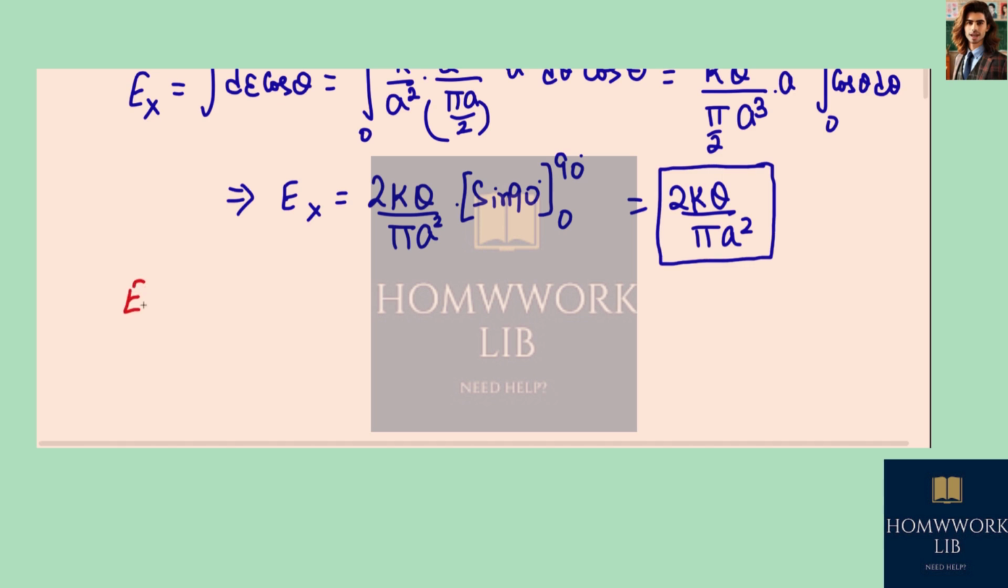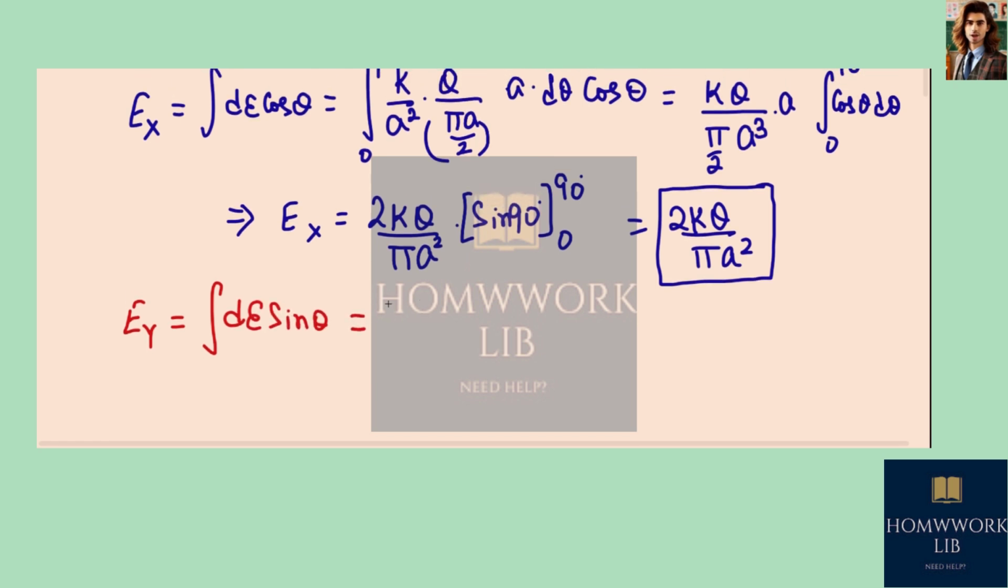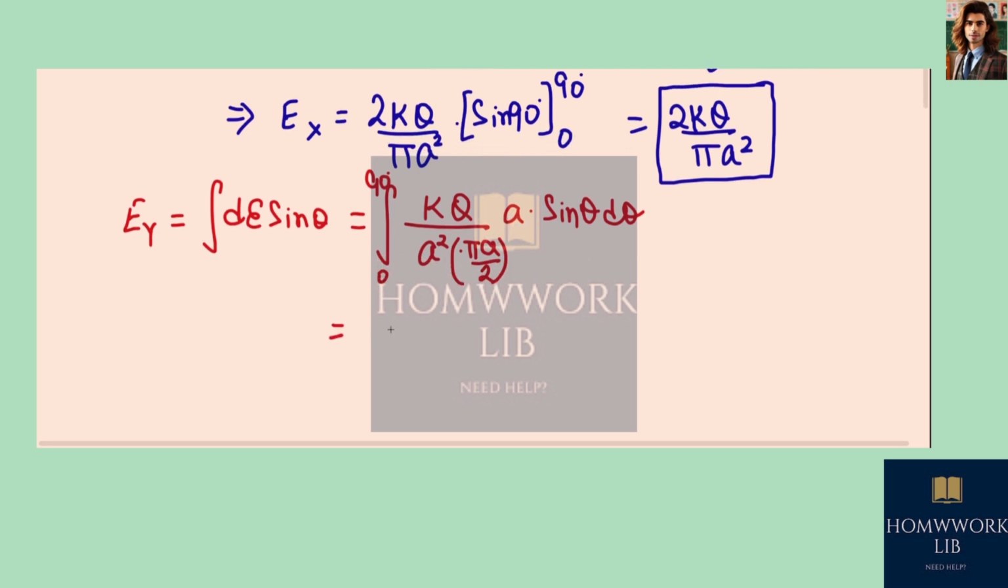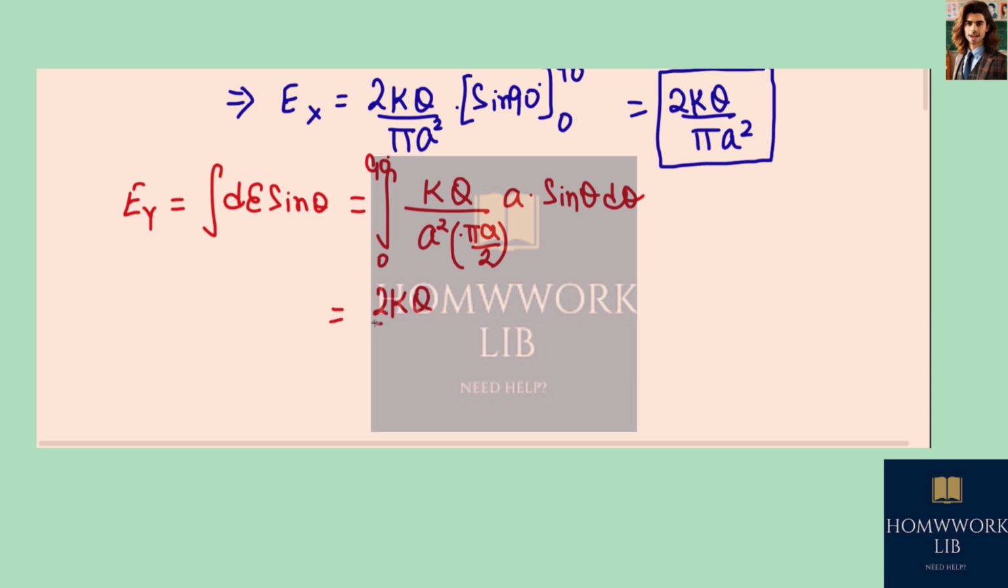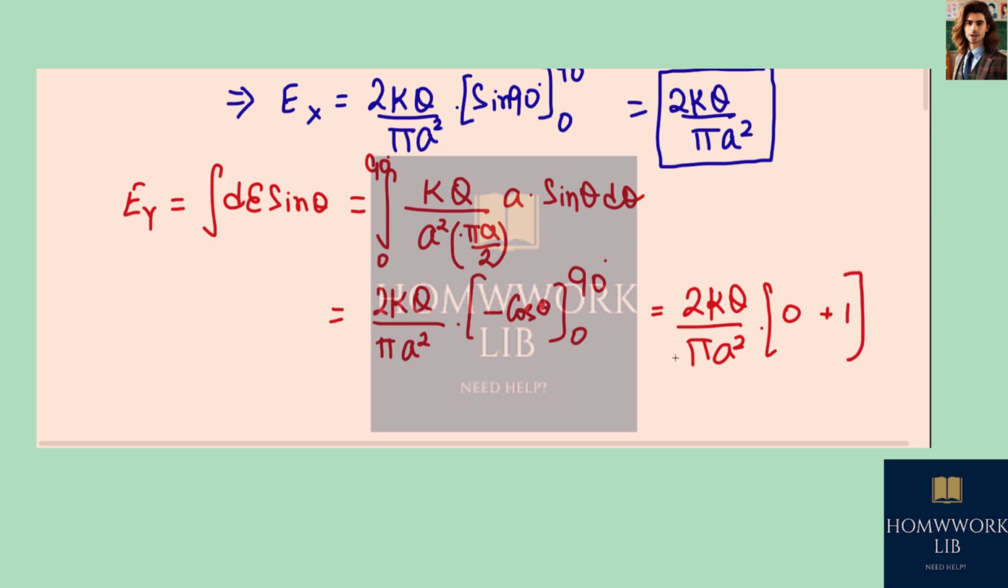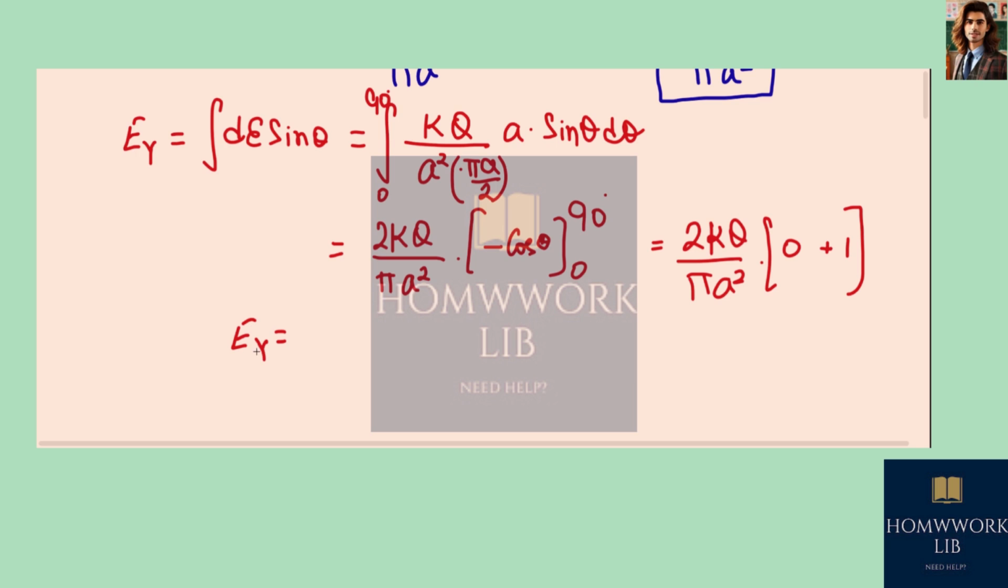And once again, we use the same idea and we figure out the electric field along y direction, which will be dE sin theta, and that will be integral of kq by a square into pi a by 2 into a sin theta d theta, and even this goes from 0 to 90 degree, and that comes out to be kq 2 divided by pi a square, and the integral of sin theta, that's minus cos theta, and this is also ranged from 0 to 90 degree. So that is equal to 2kq by pi a square into minus cos 90, which is 0, plus cos 0, that's 1. And we observe even in this case that the magnitude of electric field along y direction comes out to be 2kq by pi a square.